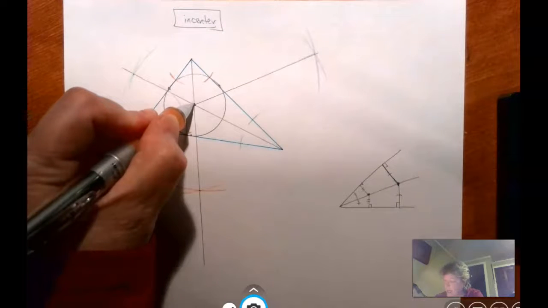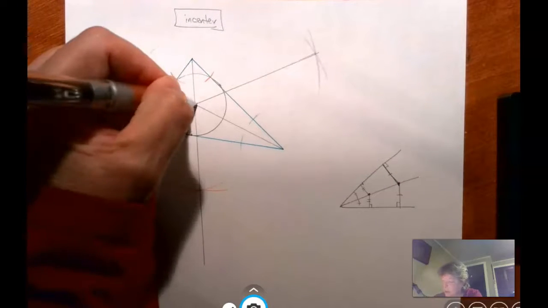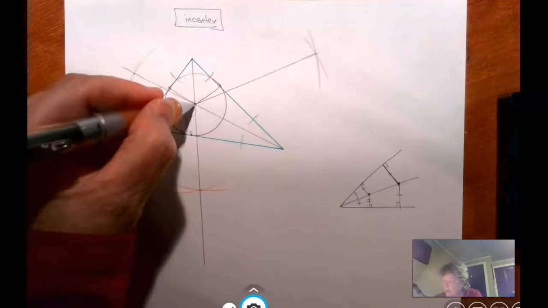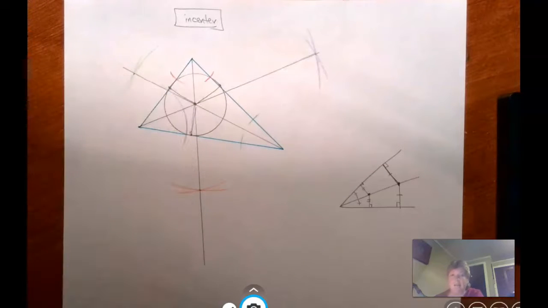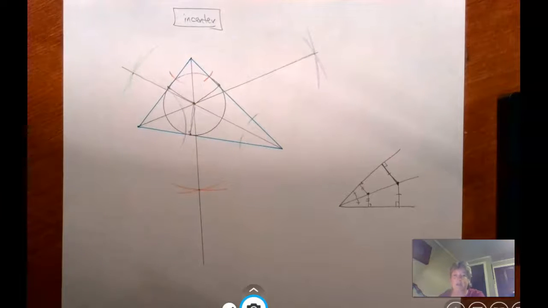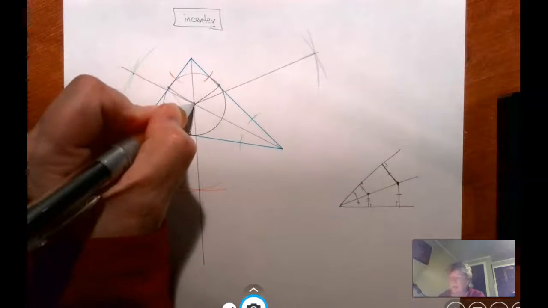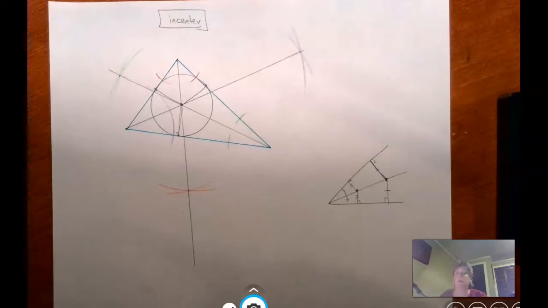And I know that that has to happen because I know that for this point, it's the same distance from here as it is from here. And I know that it's the same distance from here as it is from here. So all three of those distances have to be the same, which means that all three of those points have to be on a circle where this point is the center. So I'm not going to go through proving that. I think this is going to be one where it's just more of an explanation as to why that happens.